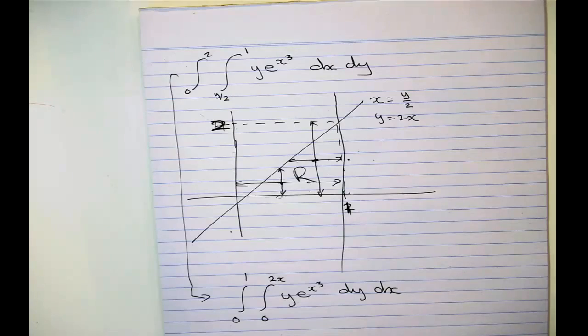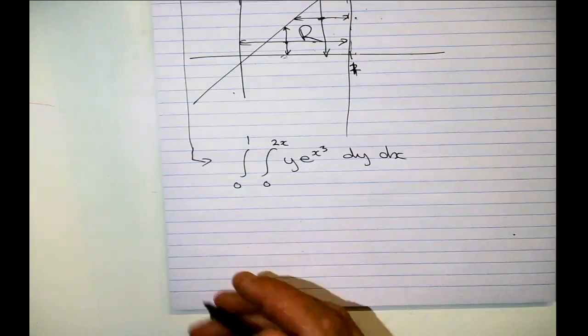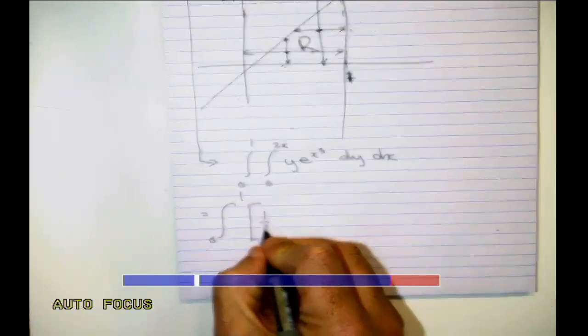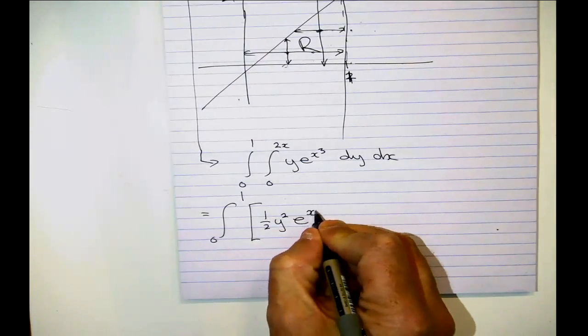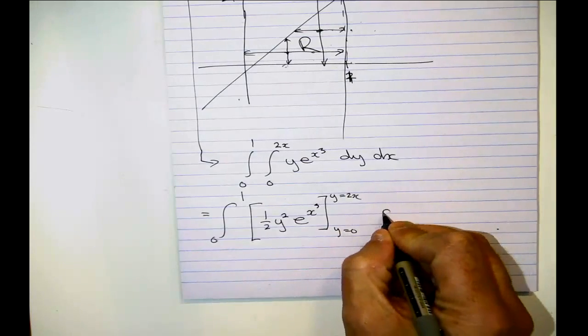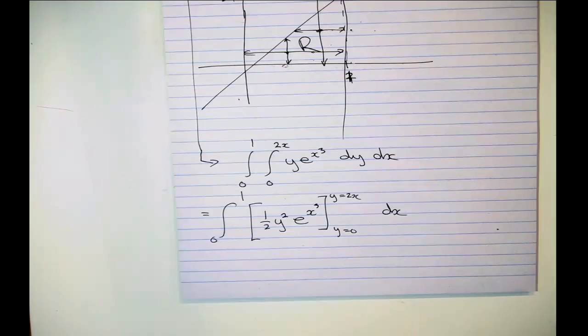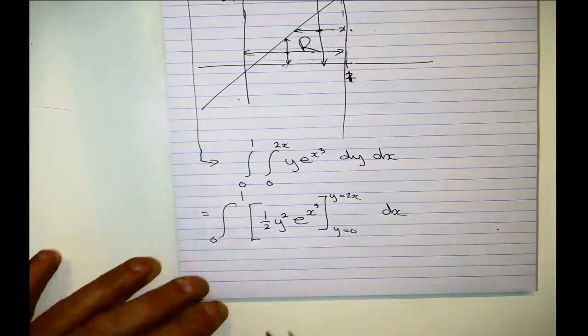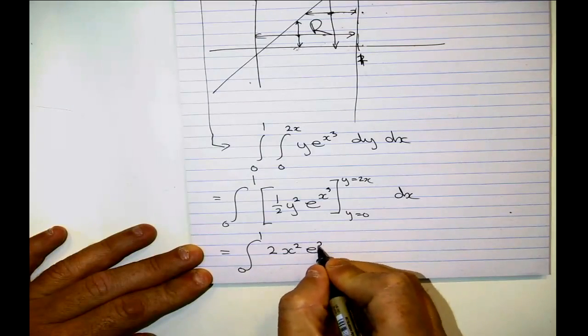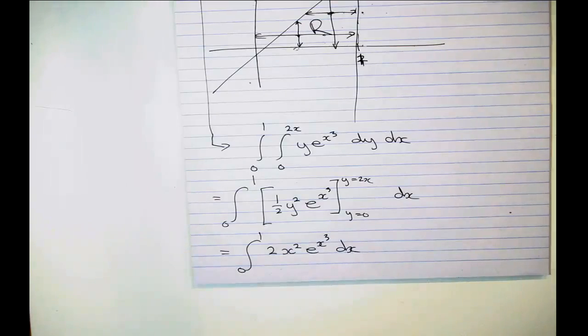Substitution. Done. Right? So if I do the first integral, now if I integrate this, it's a half y squared. Now, at the upper limit, lower limit 0, that's always nice. So 2x all squared is 4x squared. So basically you're left with that, which I can do. Right?